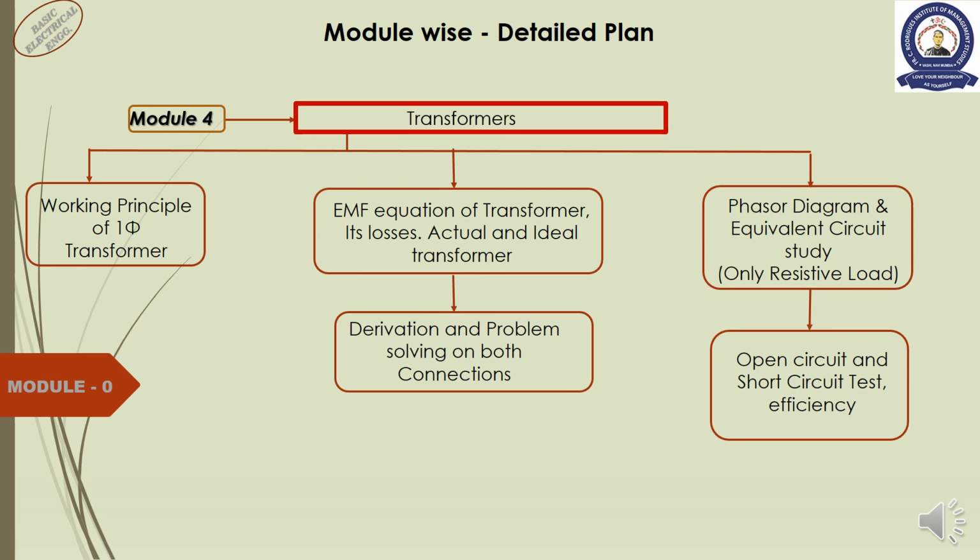Module 4 is transformers, where we are going to study the working principle of the single phase transformer, its EMF equation, comparison between actual and ideal transformer, derivation of the EMF equation, and problem solving. Similarly, we are also studying the phasor diagram and equivalent circuit. This is limited to only resistive load. We are not going to study RL and RC. Then we are going to understand open circuit and short circuit tests, which we are going to study in theory as well as in practical.